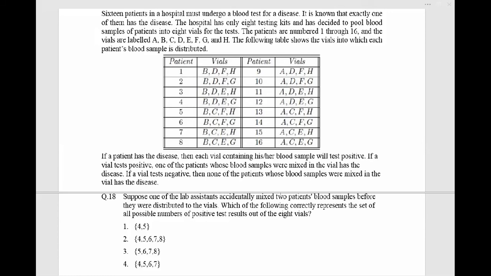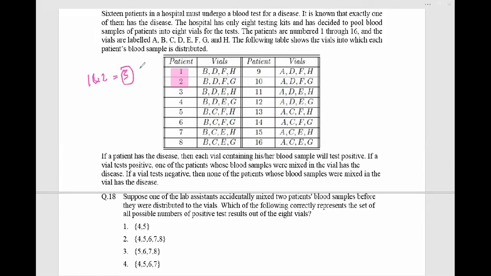Suppose one of the lab assistants accidentally mixed 2 patients' blood samples before they were distributed to the vials. Which of the following correctly represents the set of all possible numbers of test results out of the 8 vials? First of all, I don't know which 2 persons are mixed. If 2 persons' data is mixed, whichever vials they have in common, all will be affected. For example, if it is 1 and 2, then B, D, F, H and G will all be affected. So mixing 1 and 2 means 5 will be affected.